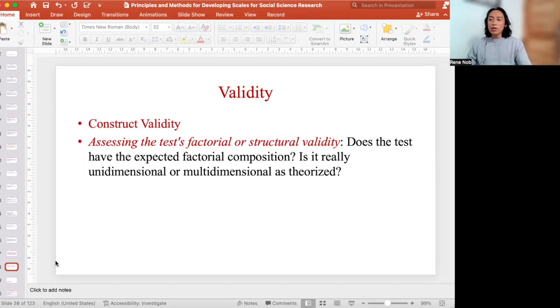So when we conduct structural validity or factorial validity, normally we do this by running exploratory factor analysis or confirmatory factor analysis. And these tests will assess whether or not the construct is actually unidimensional or multidimensional as theorized. So that is what we refer to as factorial or structural validity. Hopefully I can share with you some tutorials on how to run these analyses for establishing factorial and structural validity.